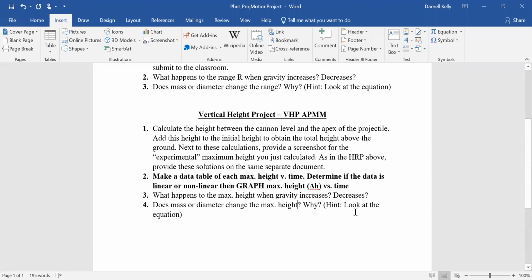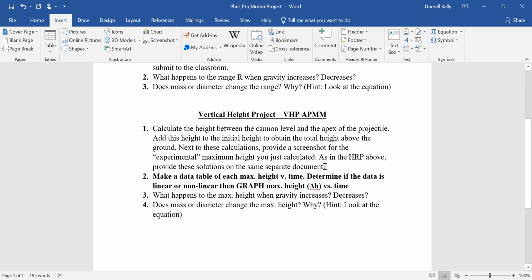All right. In this particular part, we're going to calculate the height between the cannon level and the apex of the projectile. I'll show you what that means here in a second. We're going to add this height to the initial height to obtain the total height above the ground. That will be clear in a moment. Next to these calculations, provide a screenshot for the experimental maximum height you just calculated. As in the HRP, horizontal range project above, provide these solutions on the same separate document.